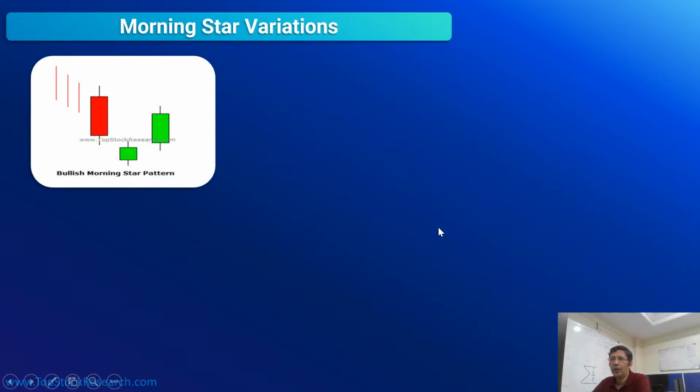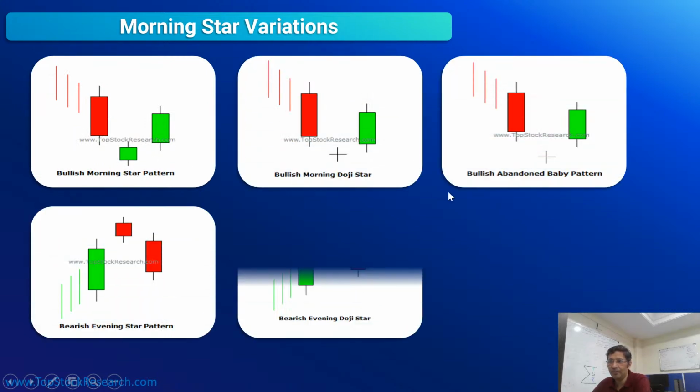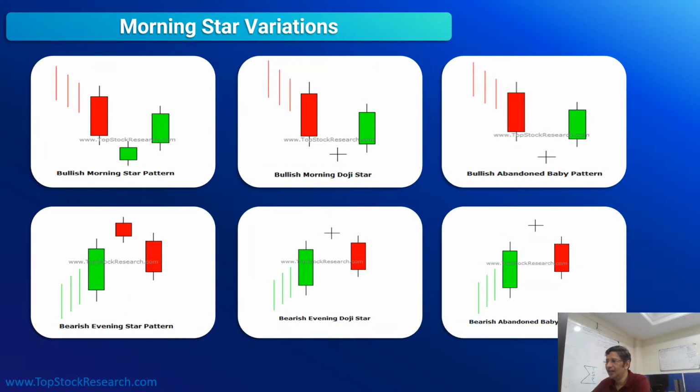So morning star variations, one is a very simple one, which is a small spinning top. We have briefly touched upon these patterns, so I don't want to spend much time on these patterns. These are a few different patterns which are formed, either bullish or bearish. So morning star is in the downtrend when there's a small body bullish candle, almost isolated from the rest of the trend.